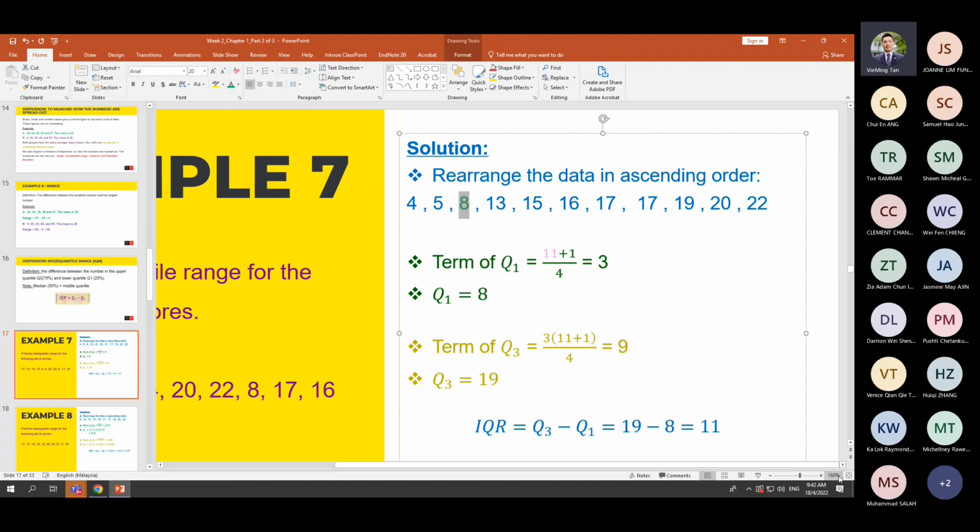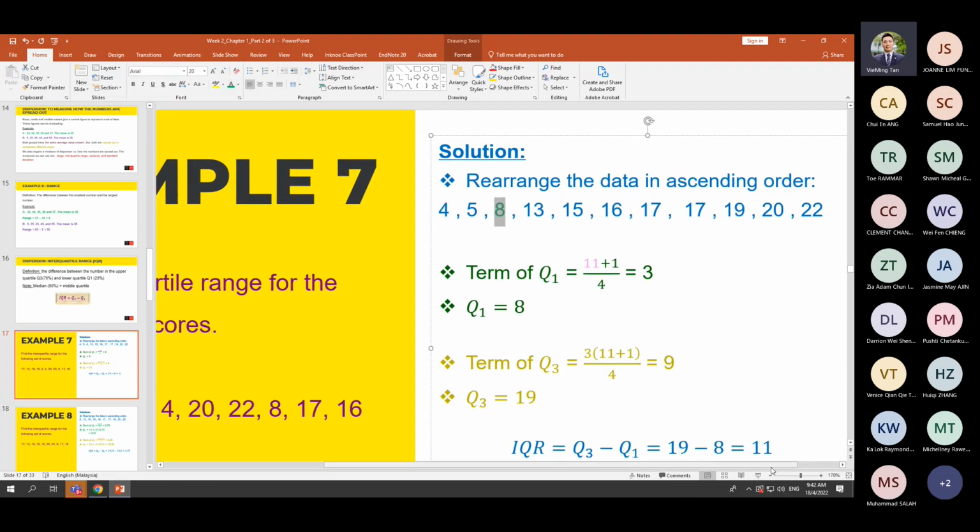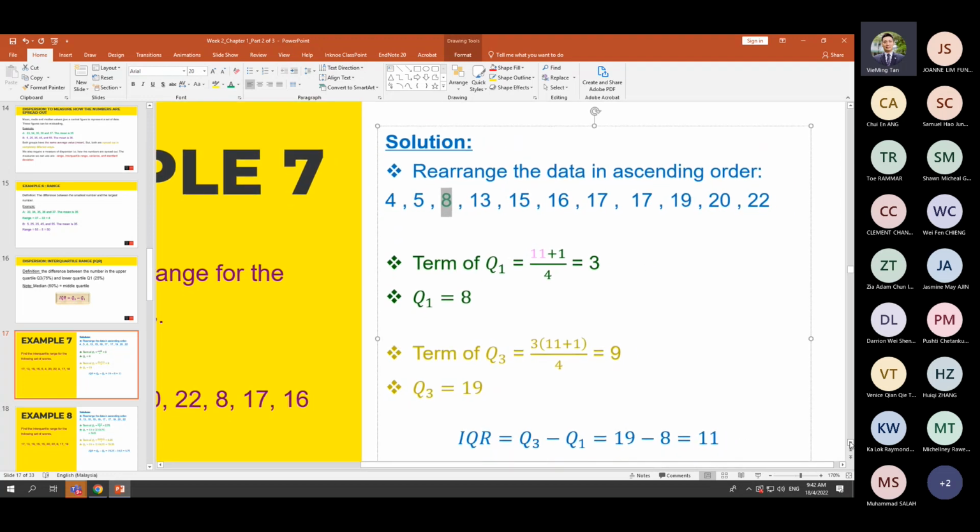I think I need to increase the size again since those who sit at the back cannot see. Okay, I increase the size. And then this purple, I use another color, I use pink.